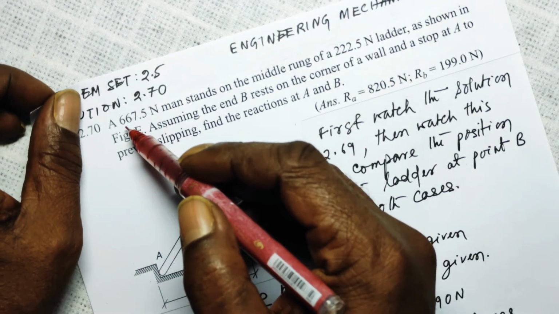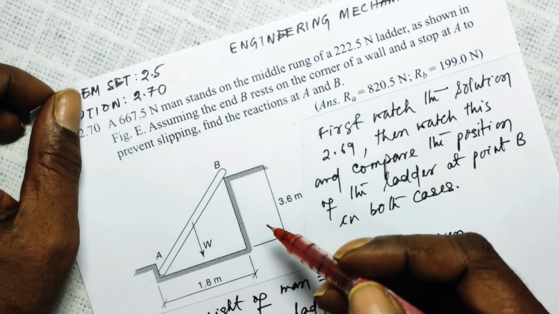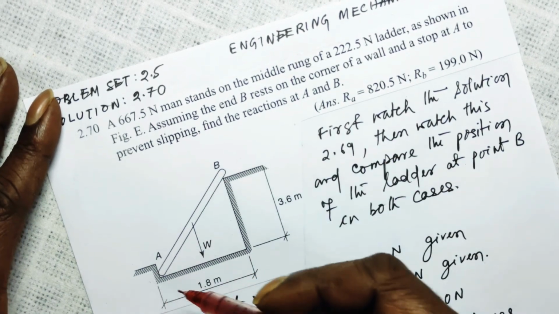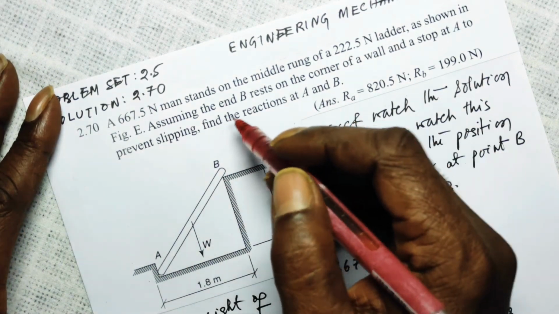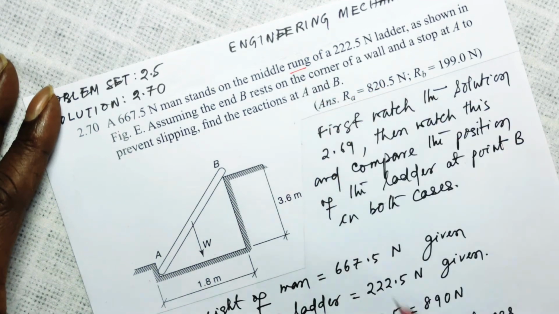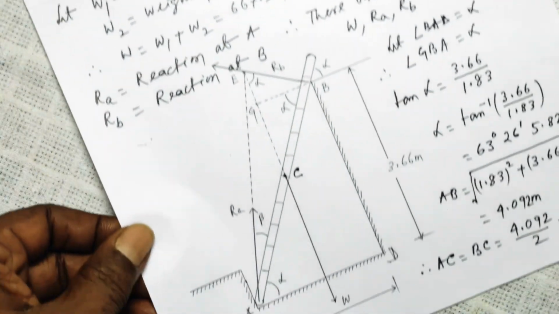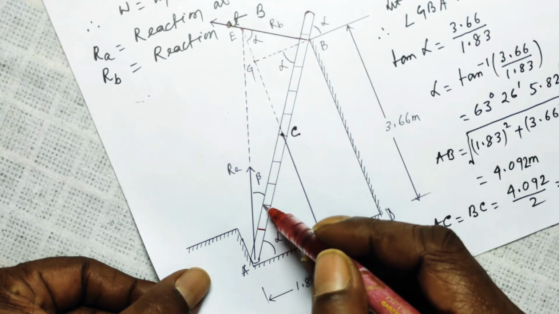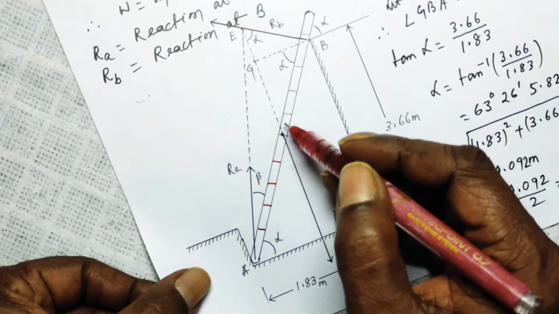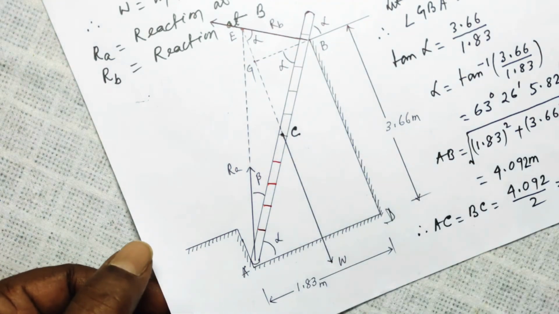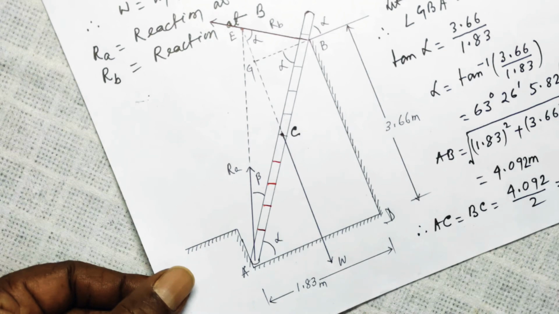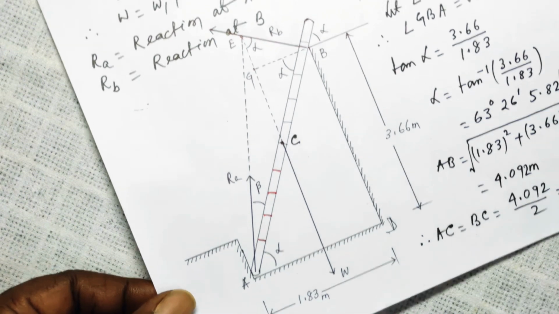A 667.5 Newton man stands in the middle of a rung, and this is a ladder. Now, what is the rung? The steps. Now, I have redrawn a figure. This is the same ladder. These are the steps, the horizontal steps in a ladder on which you can keep your foot or your hand to climb up the ladder or climb down.